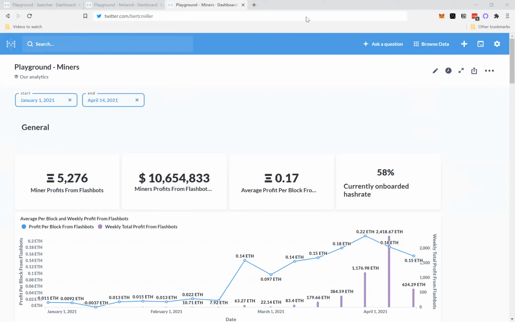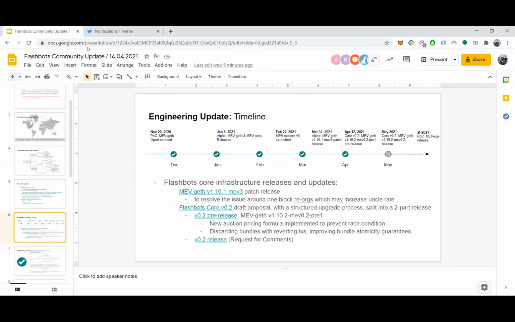Great. So shall I take over the screen sharing? Of course. So next, I would like to invite our captain, Stefan, to share a bit about our engineering timeline.